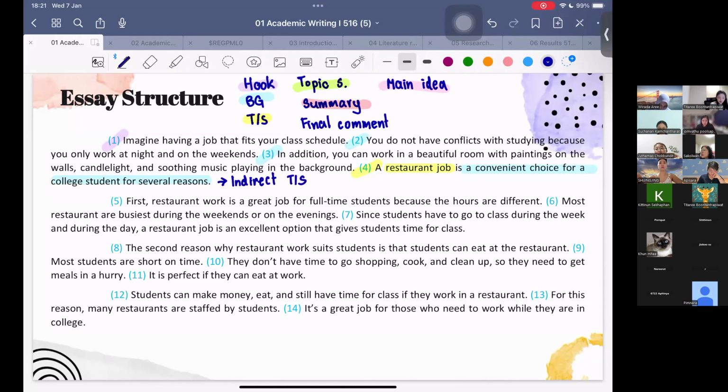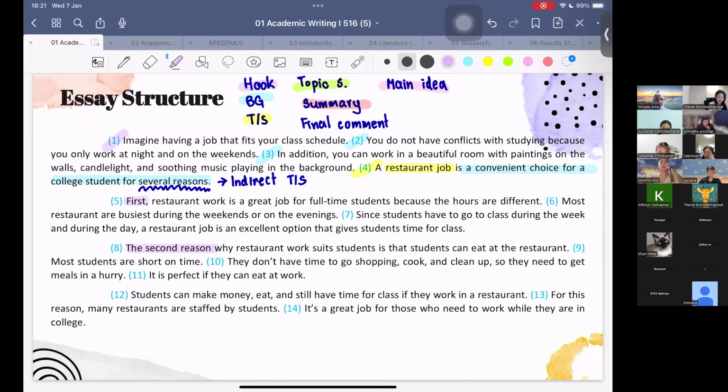You're going to see that for this one, the author provides several reasons for why we should work in a restaurant. Everything discussed here is going to be reasons, so they are under the same category, the category of reasons. The author uses signal words like first and second reasons to show that the two paragraphs are connected somehow.